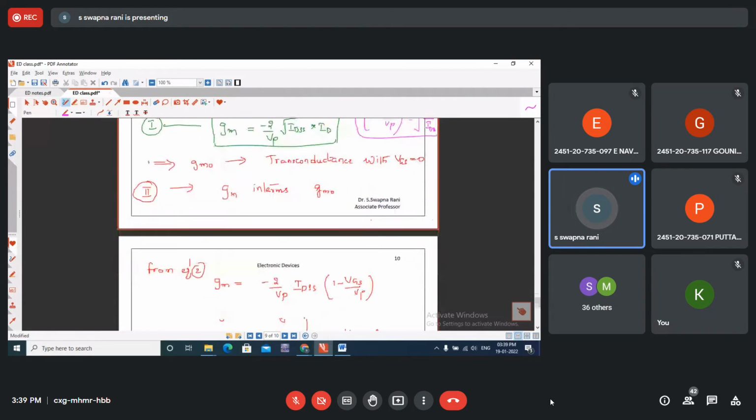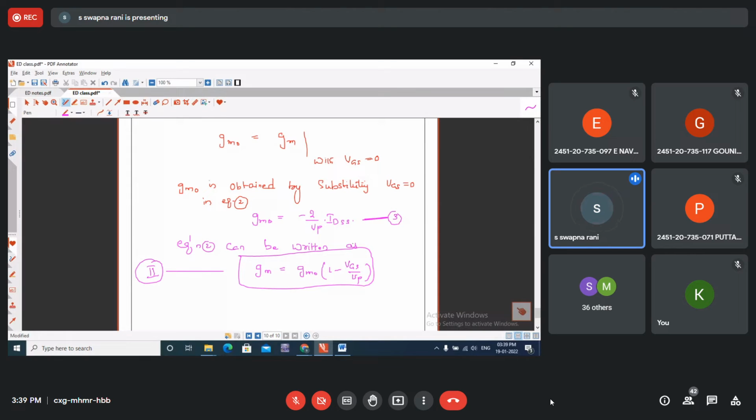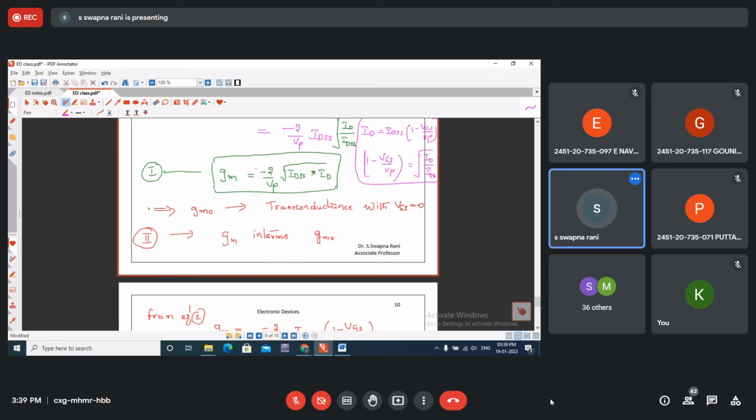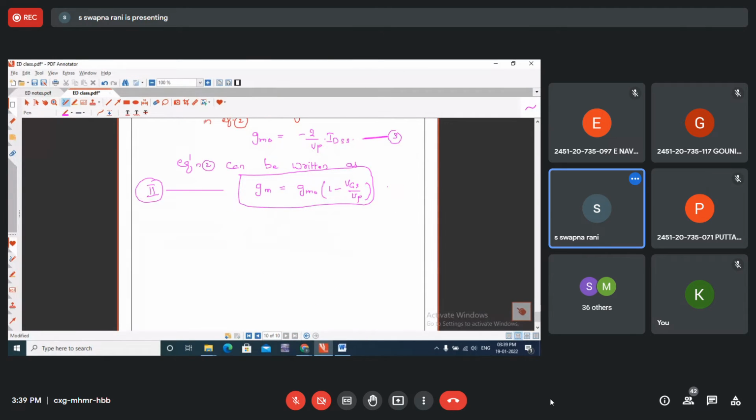So these are the two expressions which have been asked so many times. Prove that GM equal to GM naught into 1 minus VGS by Vp, or prove that GM equal to minus 2 by Vp into root over IDSS into ID. So this is about the transconductance of FET.